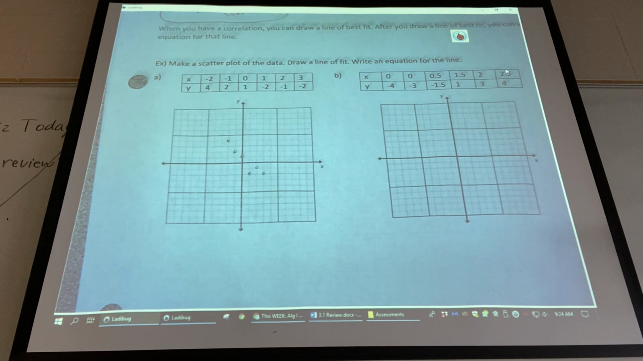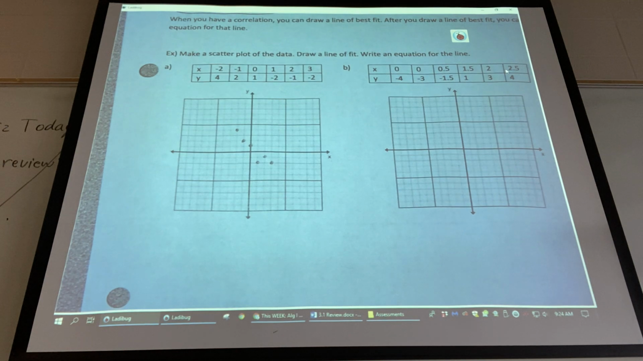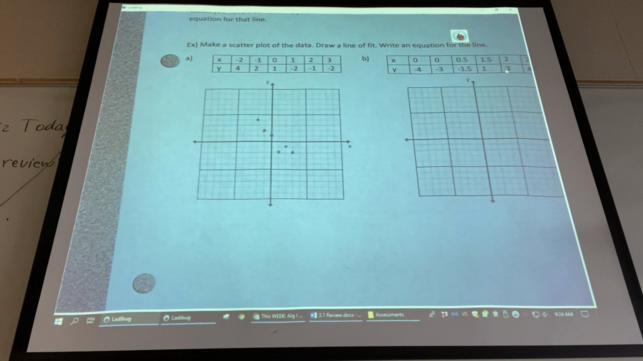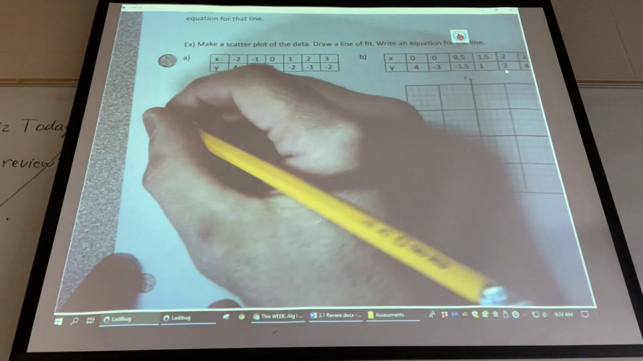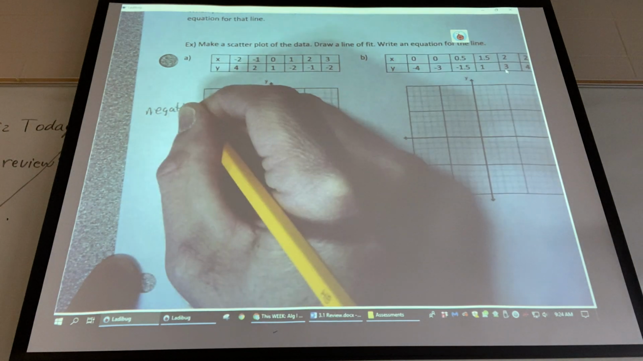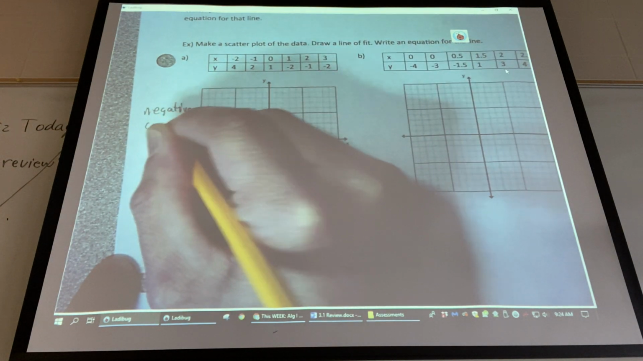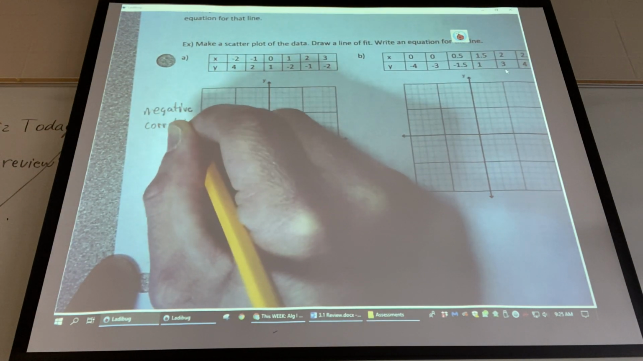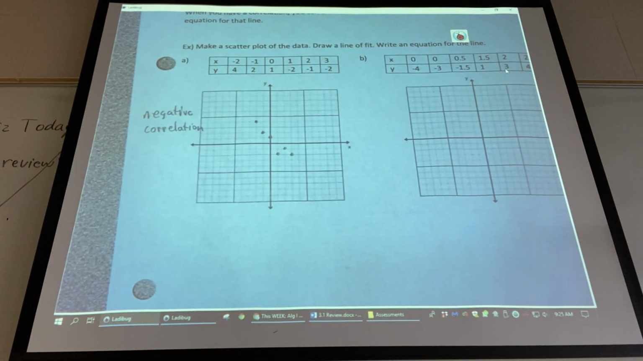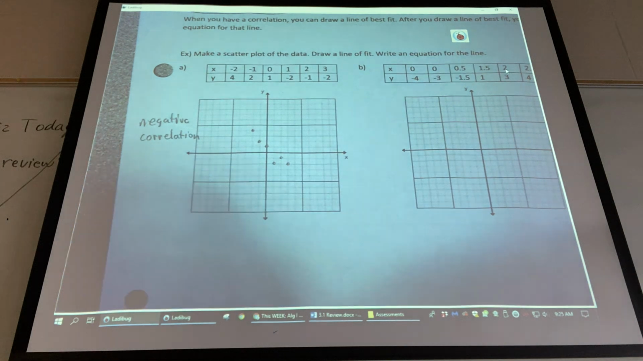All right, so what do you guys think? Is there a correlation here? What kind of correlation is it? A negative correlation. Because we were able to determine that it had a negative correlation, we're going to be able to draw a what? A line of best fit.